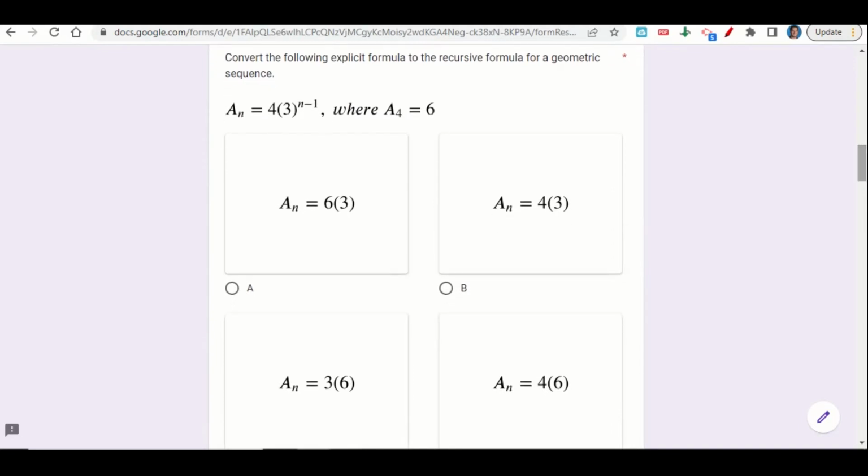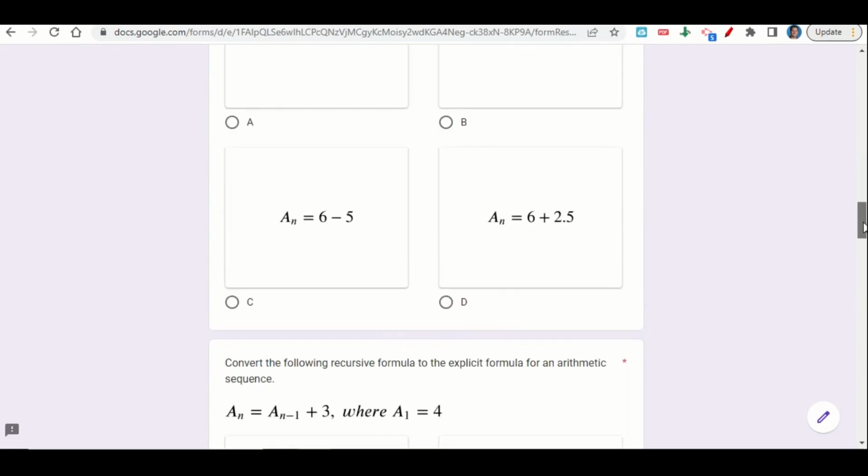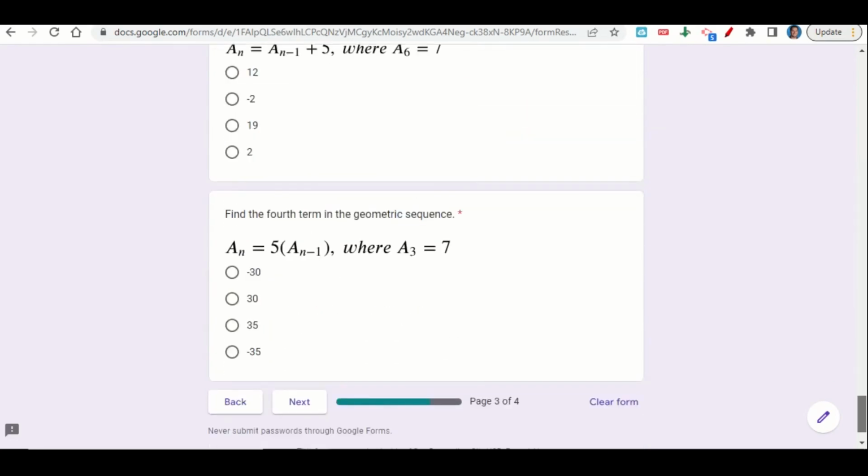Here's another one. This time it's a geometric sequence. So we have 4 times 3 to the n minus 1. We should recognize that 3 is the common ratio. So in a recursive form, we have AN is equal to the previous term times the common ratio. So we should have AN is equal to 6 times 3, which is this one here. So that would be our answer. And we'll go ahead and continue to answer all of these until we get to the end of the assignment.